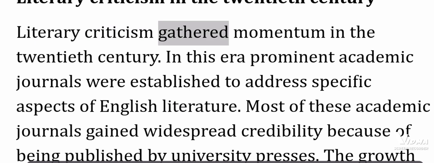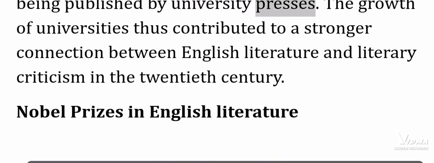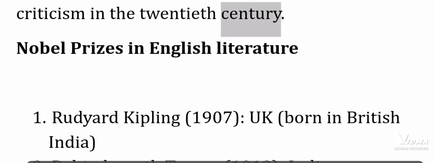Literary criticism gathered momentum in the 20th century. In this era, prominent academic journals were established to address specific aspects of English literature. Most of these academic journals gained widespread credibility because of being published by university presses. The growth of universities thus contributed to a stronger connection between English literature and literary criticism in the 20th century.